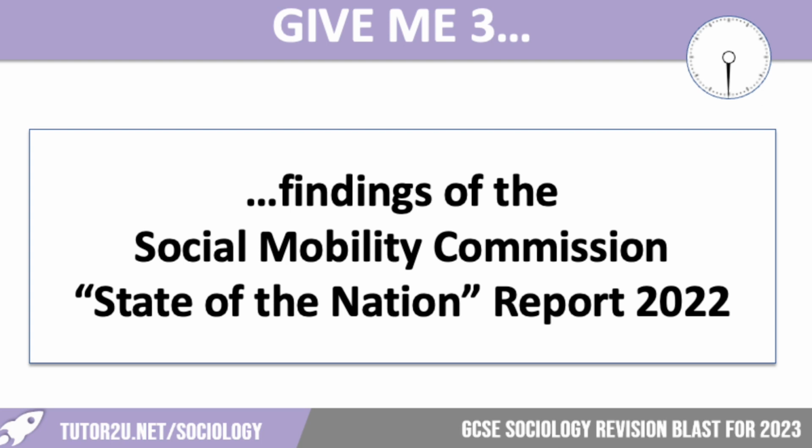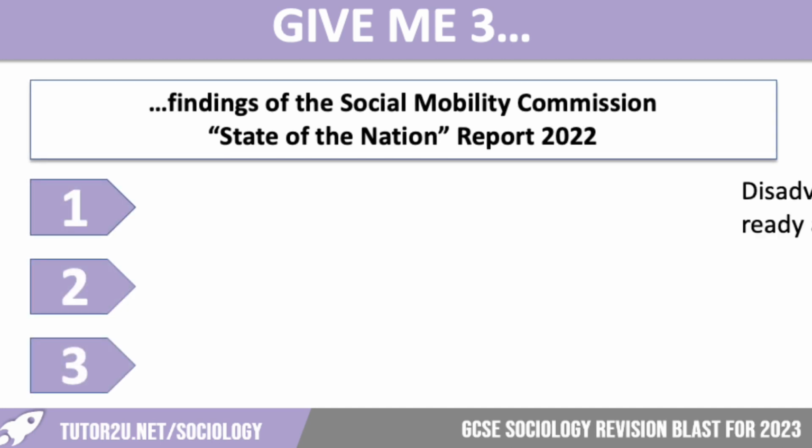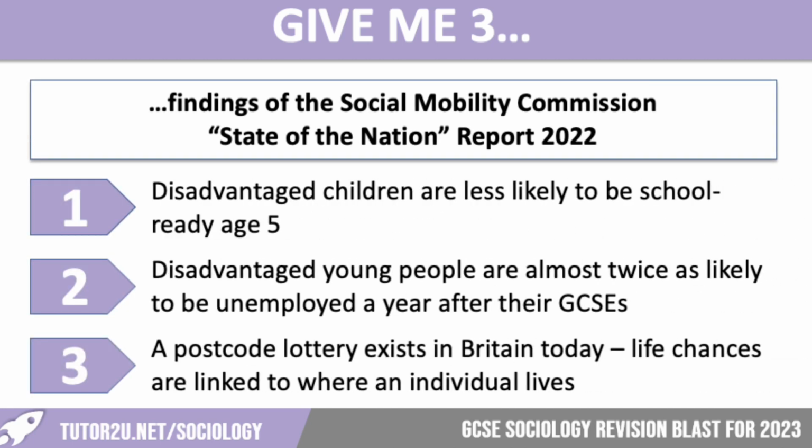Okay, let's have a look at the answers. So we have disadvantaged children are less likely to be school ready by age 5. Disadvantaged young people are almost twice as likely to be unemployed a year after their GCSEs. And a postcode lottery exists in Britain today. Life chances are linked to where an individual lives.